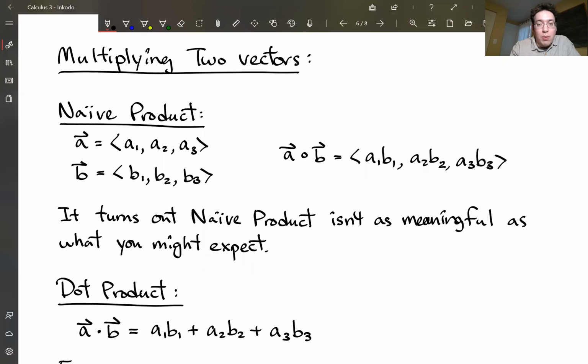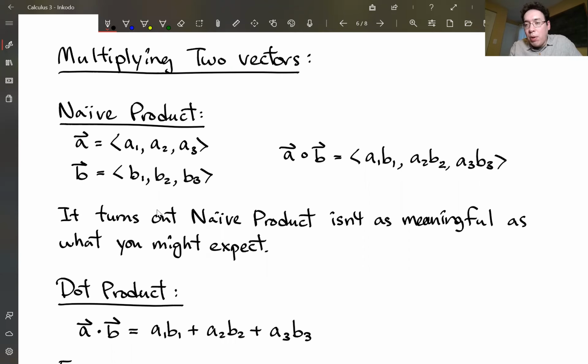Okay. In this video, I want to talk about how to multiply two vectors together. So let's get to it. Okay, so we've talked about addition and subtraction already, and also multiplication by a scalar, but we haven't talked about multiplying two vectors yet.